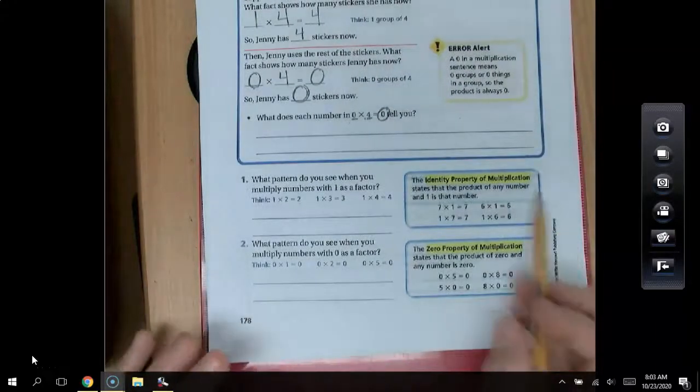Now, we're just going to talk about numbers 1 and 2 down here, because I'm going to introduce you to our new vocabulary words. You're going to hear these vocabulary words pop up throughout all of multiplication, so it's really important you understand and know them. They're called properties. When we learned about addition, we learned about the commutative property, the identity property, and the associative property of addition. We have new properties in multiplication.